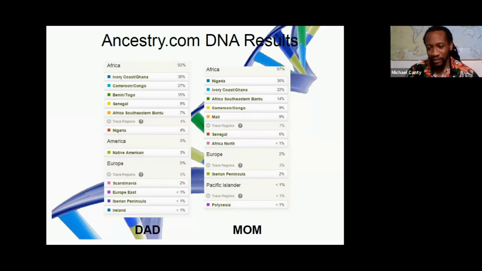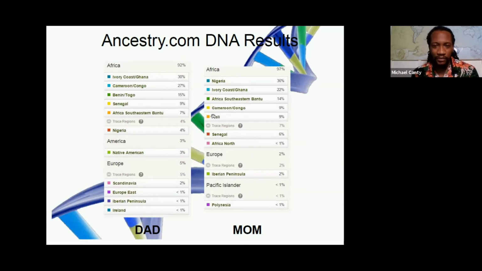Also, my mom's side, she always talks about having Native American blood in her family, and none showed up there. But then you look at my dad's side, who never talked about anything but being African American, and he's got a lot of European and Native American blood in him, but he didn't know anything about it. So that was a big shocker. So with Ancestry, they give you this, and this was 15 years ago.